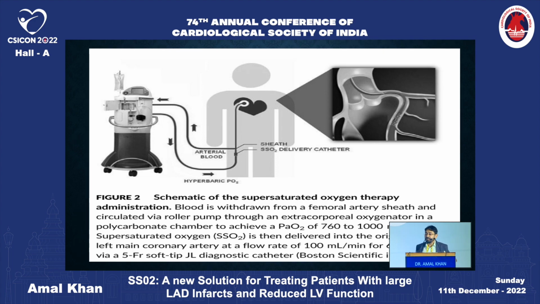There is a Therox. Blood is withdrawn from a femoral artery sheath and circulated via a roller pump through an extracorporeal oxygenator in a polycarbonate chamber to achieve a PO2 of 762,000. Supersaturated oxygen is then delivered into the origin of the left main coronary artery at a flow rate of 100 ml per minute for at least 60 minutes via a 5 French soft tip Judkins diagnostic catheter.